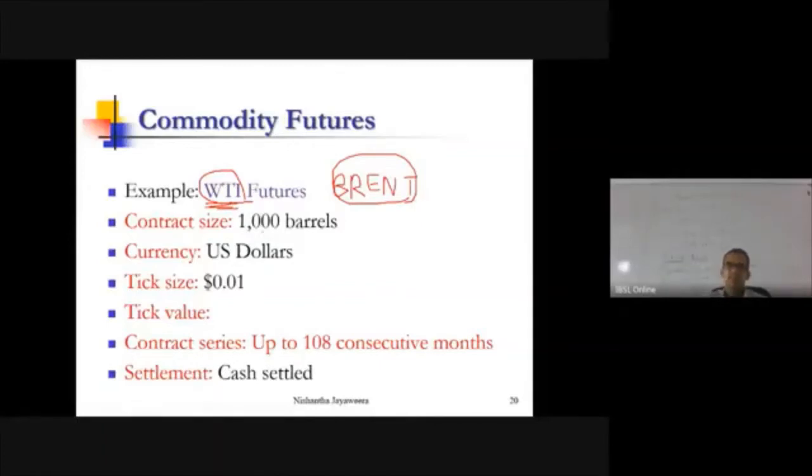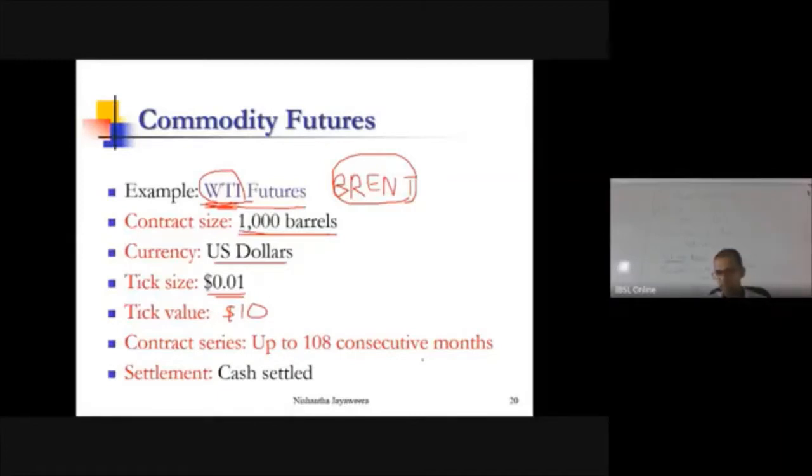So if we concentrate on the WTI, West Texas Intermediate, oil futures, the contract size is 1000 barrels. Currency is US dollars, tick size is 0.01. Then again, tick value would be, as I calculated earlier, $10. Very easy. And the contract series are there up to 108 consecutive months. So that means every month there will be settlements.